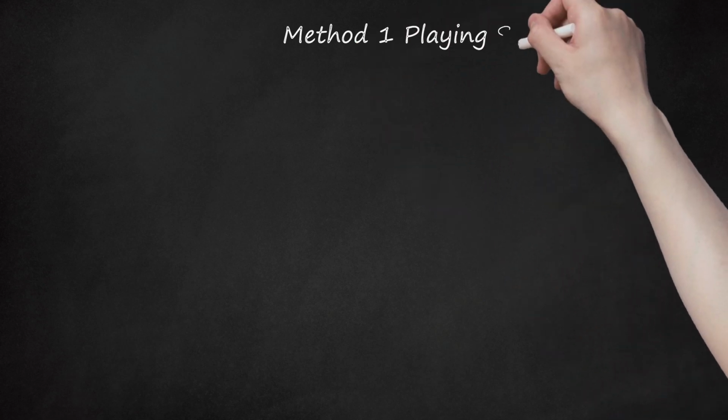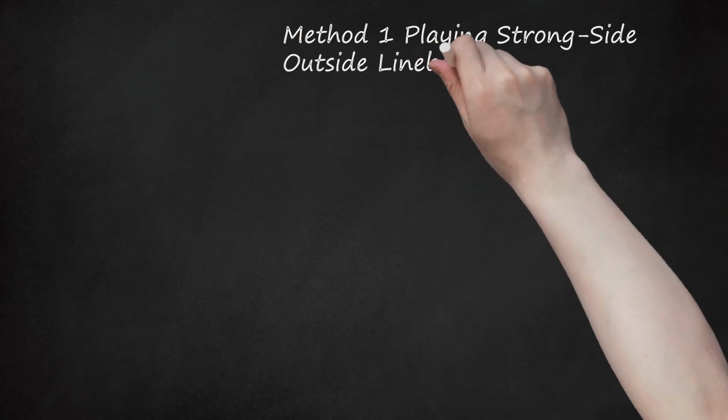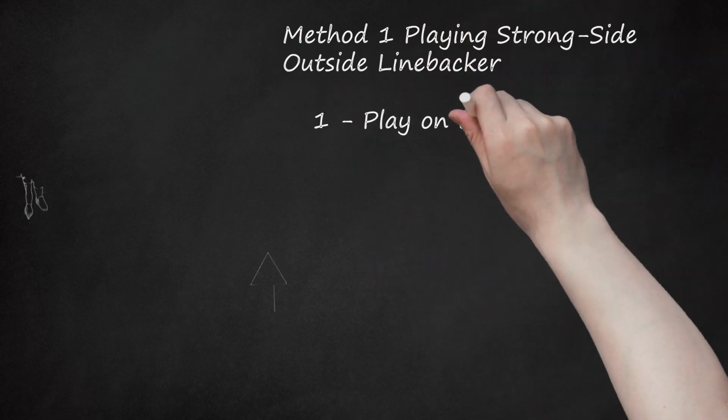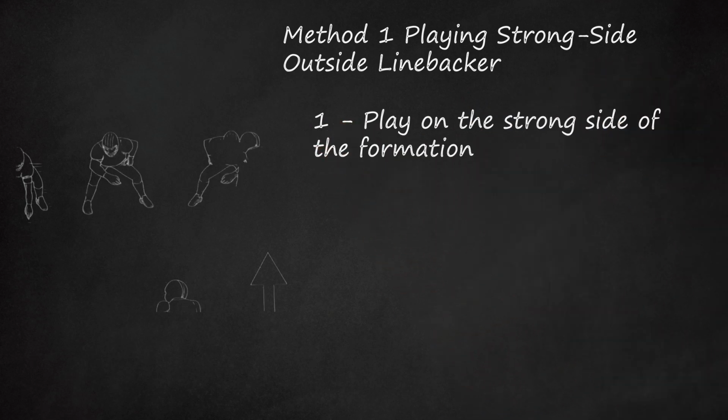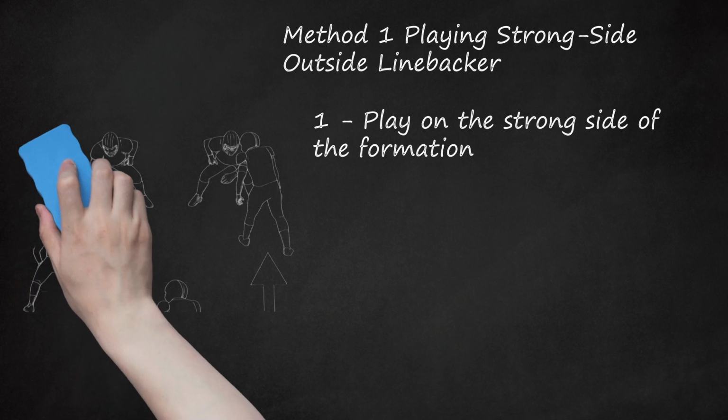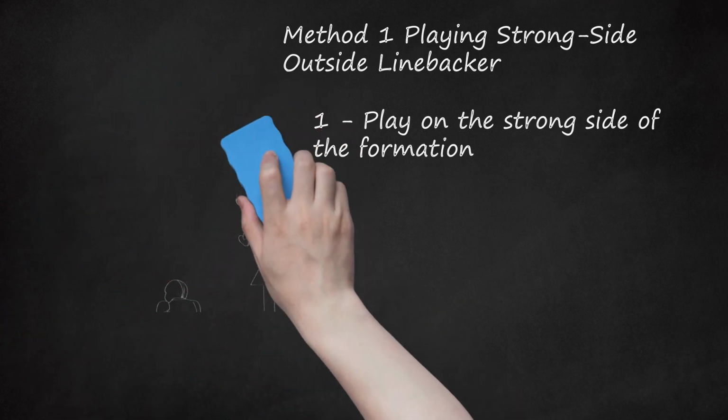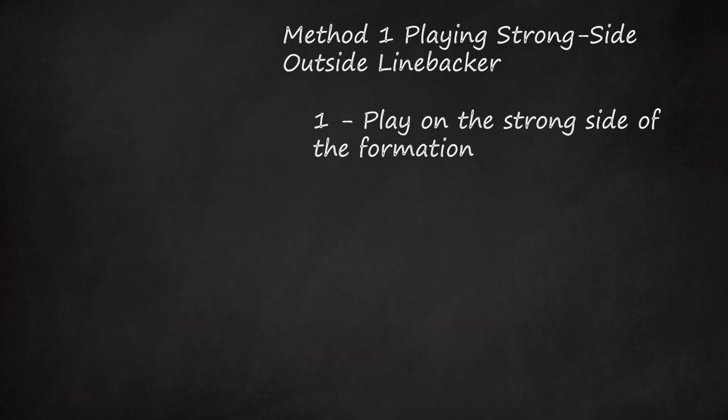Method 1. Playing strong side outside linebacker. 1. Play on the strong side of the formation. The outside linebacker on the strong side of the formation is often referred to as the SAM. Using the offensive center, the one who hikes the ball, as the middle line, the strong side of an offense is the side where more players lined up, with the offense's tight end usually among the strong side players.